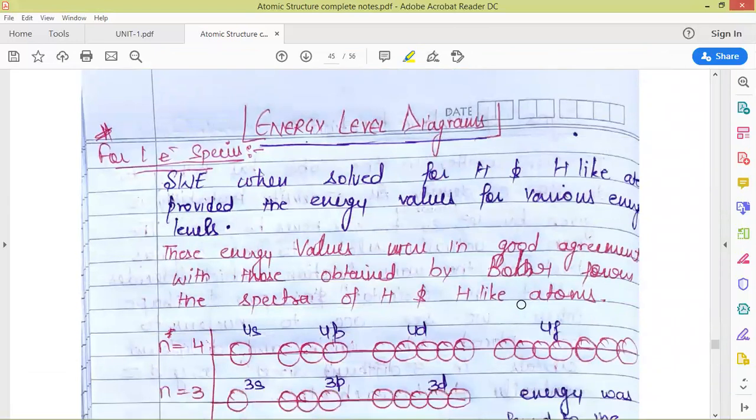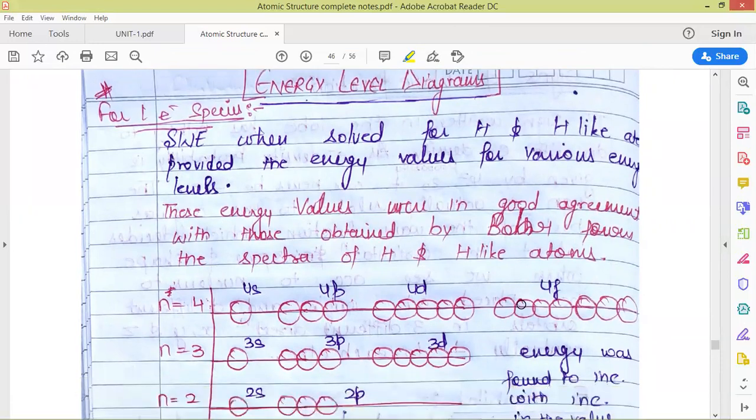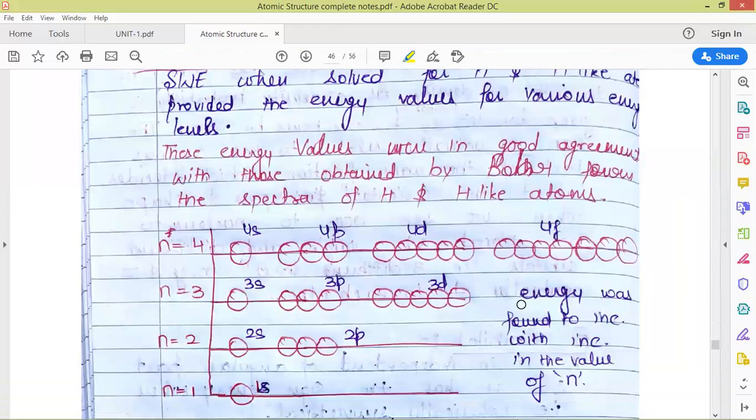Next we have energy level diagrams. Now, for this, we have discussed previously that for the hydrogen atom, which is a one electron system, that means hydrogen and hydrogen-like atoms which have a single electron, which are single electron species, the level of energy depends upon the value of n. So as the value of n increases, energy increases.